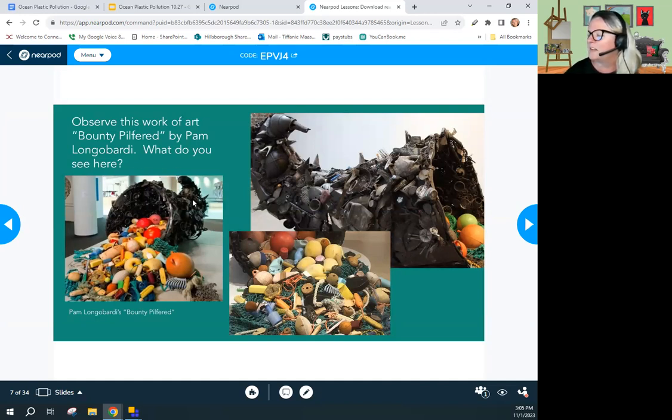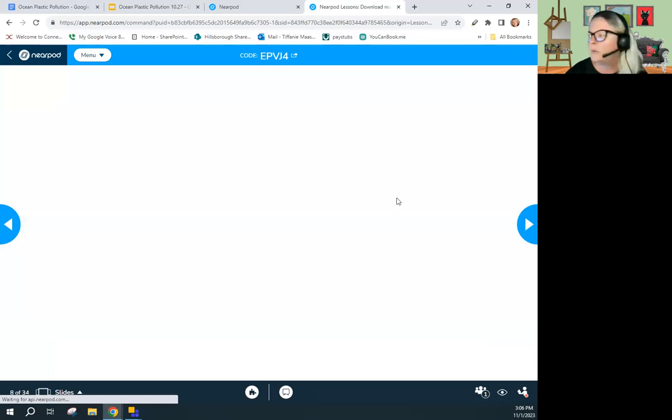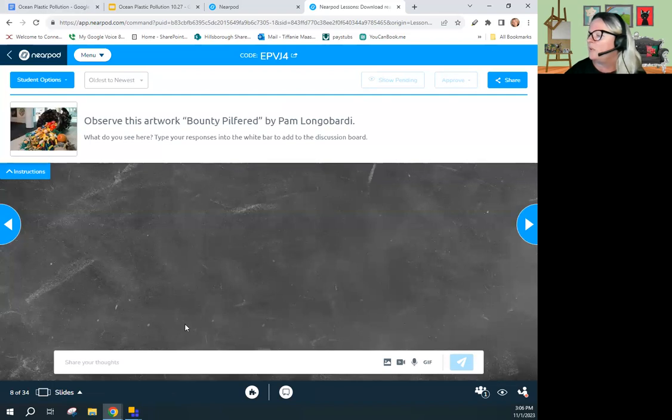This is the entire work of art here on the left, but on the right-hand side, I've got a close-up of the exterior and a close-up of the interior of this work of art. So what do you see? What do you notice? What kinds of observations can you make? And so in our first discussion board, here it is. If you could please share what you see by entering your thoughts into the white toolbar at the bottom and populate the discussion board. What do you see here when you look at this work of art?